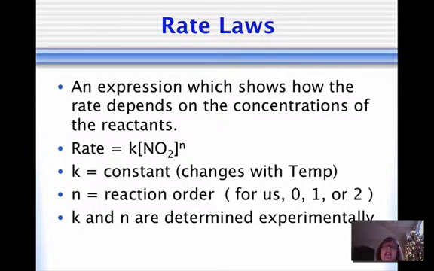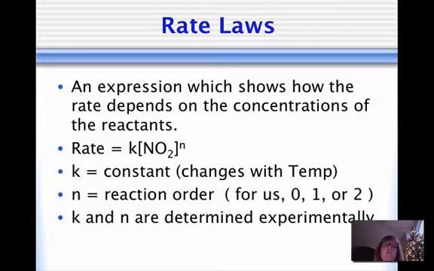Hi, we're continuing in the kinetics unit, and this video is about rate laws. This is a really important video, so make sure that you're taking really good notes and that you understand what's happening. We're going to practice rate laws by looking at different free response questions from AP exams.